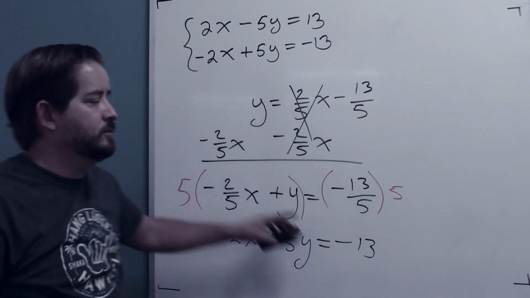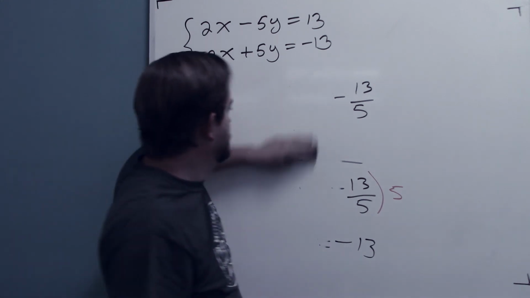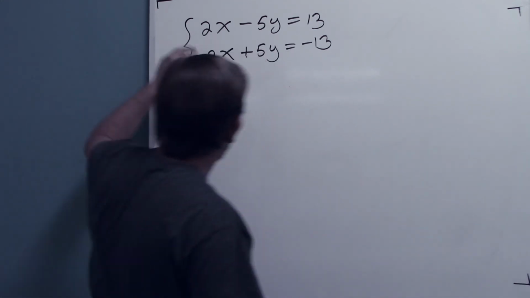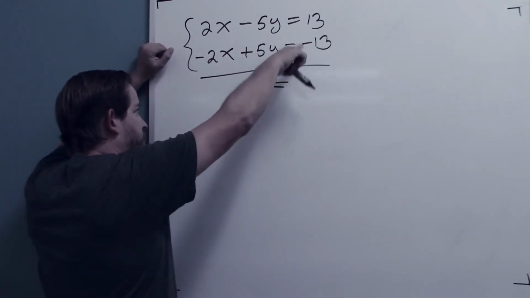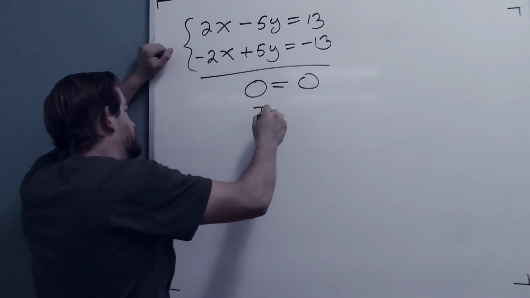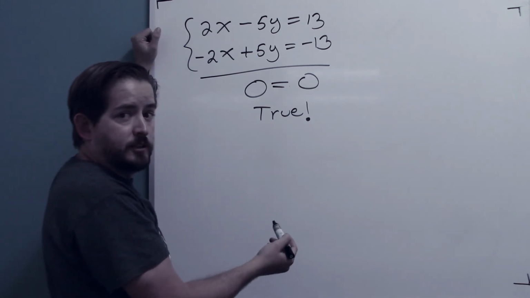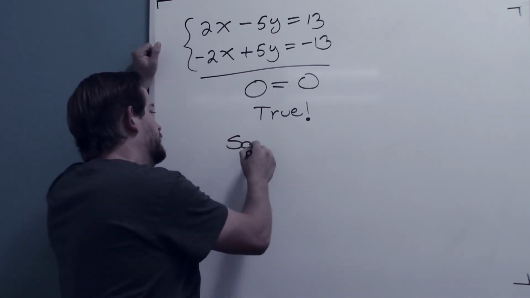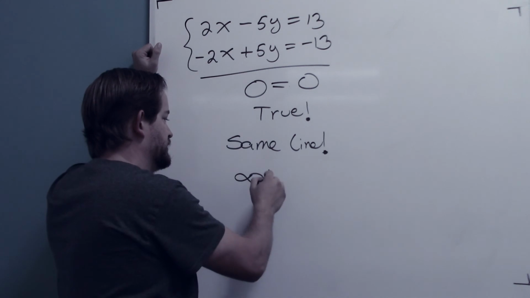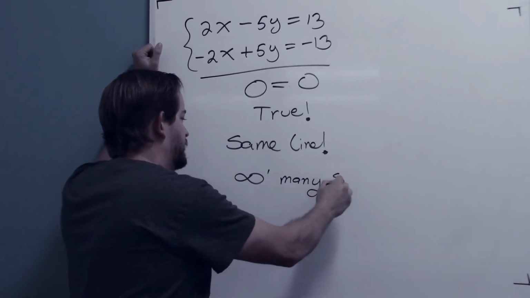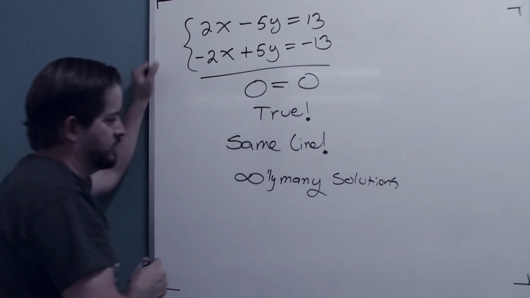And you'll note that these two look a whole lot like each other. If I combine these together, the x's cancel, the y's cancel, leaving me with 0 equals, and then the 13 and negative 13 cancels, I get a true statement. So in this case, not only are these parallel lines, but they're the same line. And when we have the same line, we have infinitely many solutions.